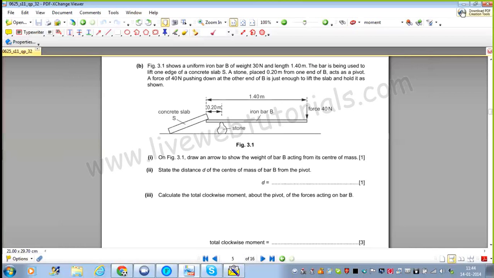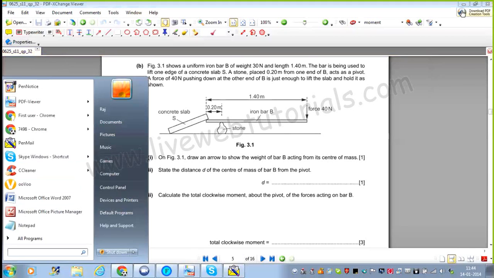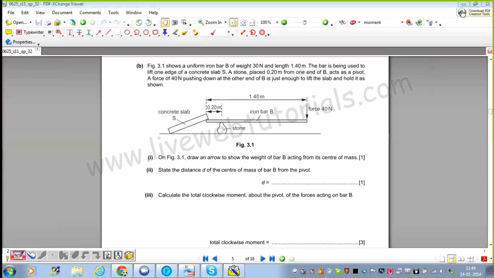How will you get the clockwise moment? So you do 1.20 into 40 is equal to 0.20 into F2, no? No, we just have to find the clockwise moment. See, the clockwise moment is going to be in this direction. Now, what are the clockwise moments? First of all, the force of 40 newtons is acting here. This distance is how much from here? It's 1.2 meters.